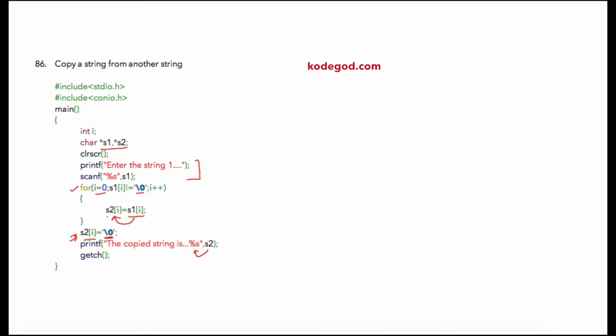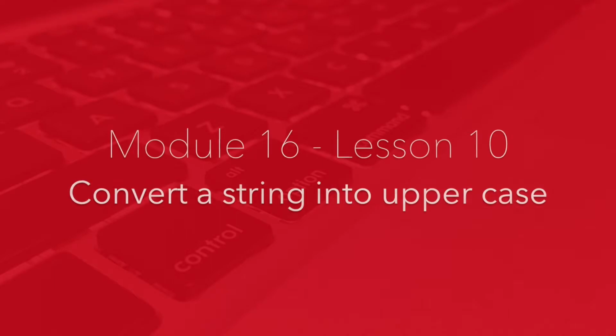So if our original string s1 was entered as a, b, c, obviously it will have a \0 at the end. This loop will copy a, b and c into s2, but this \0 we need to add explicitly after the end of the loop. So we have simply added \0 over here.